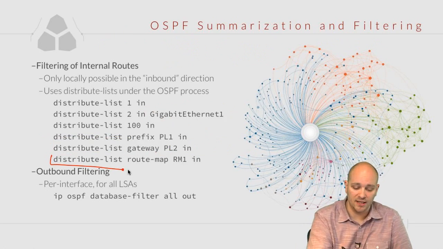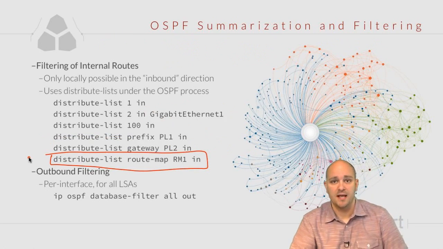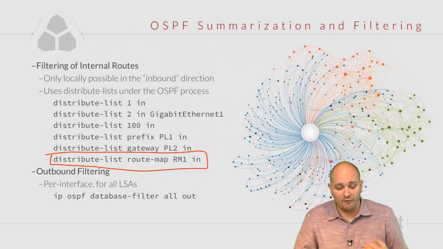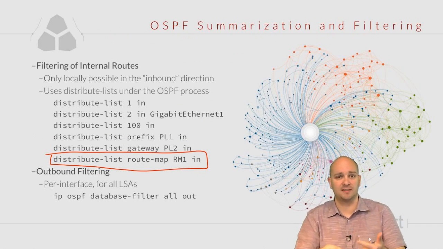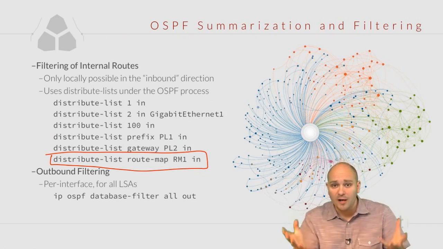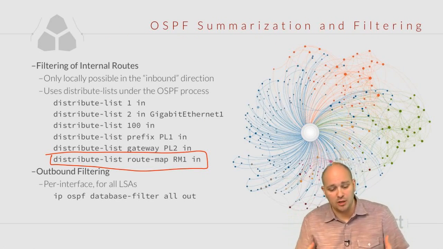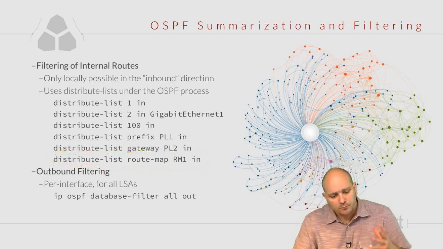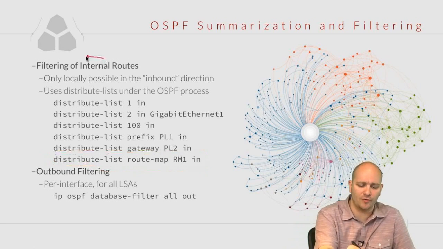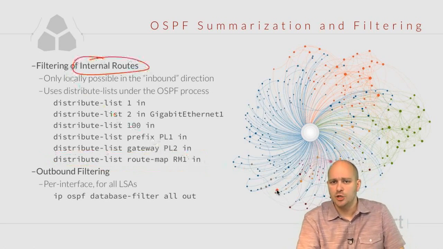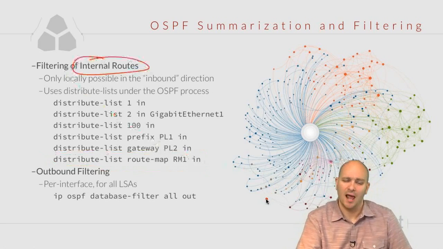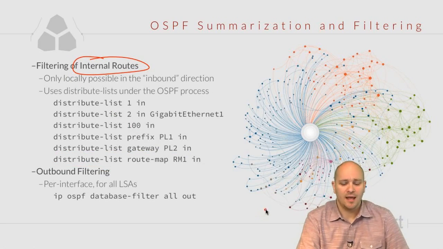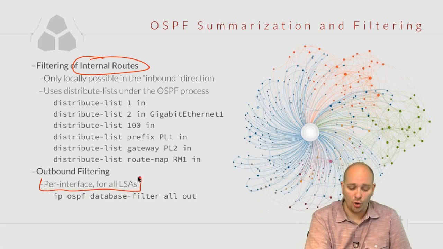And last but not the least, we can use route maps. Now, route maps are probably the most flexible filtering form because there we can use either the access lists or the prefix lists or the route type, the metric type, whatever it is that we can match in the route map we can use to actually specify where or what we want to filter. So all this filtering of internal routes is possible only in this pseudo inbound direction. But what about the outbound filtering? Well, tough luck there. You have only per interface all or nothing.